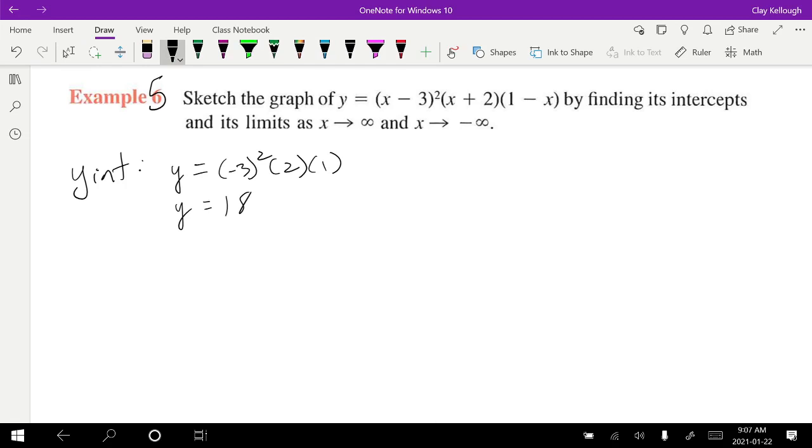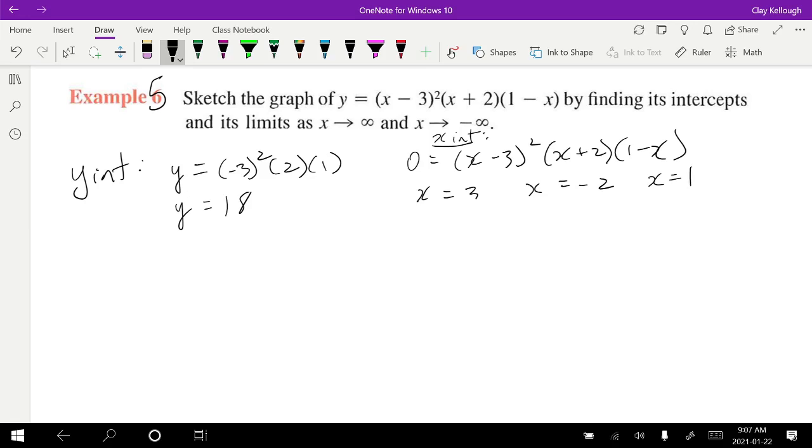The x-intercepts: this is in factored form, so that's very nice. So the x-intercepts happen when y is 0. So that means that x is 3, x is negative 2, and x is 1 are all of my x-intercepts. And does anybody remember what this is called? Because there's a little squared here. Begins with an M.